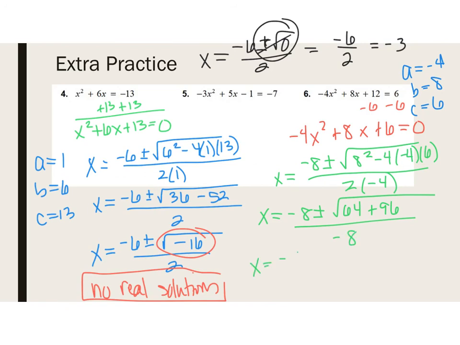So x equals negative 8 plus or minus the square root. And 96 plus 64 is 160 over negative 8. Now, depending on how you're wanting to answer this, that 160 does reduce. Remember, it's under a radical, so you have to find perfect square numbers that go into it. This is the square root of 16 and the square root of 10, which would give you negative 8 plus or minus 4 square root of 10 over negative 8.